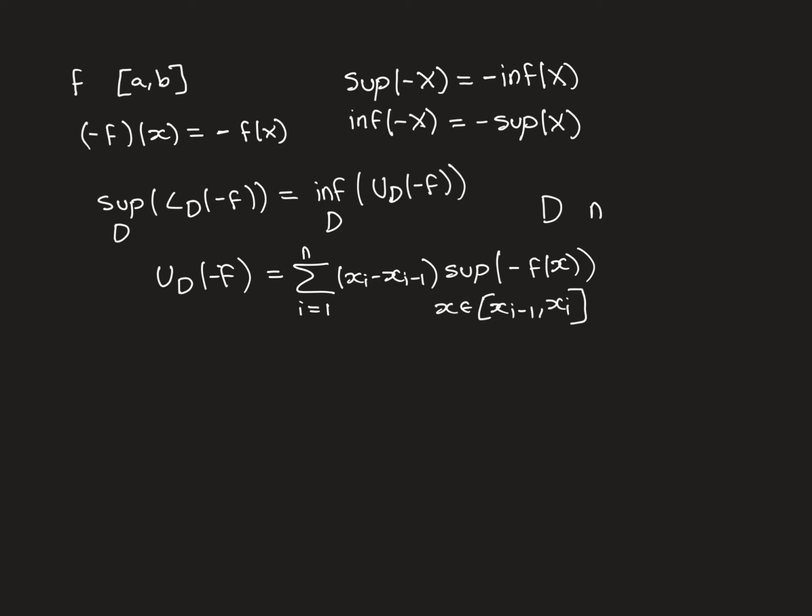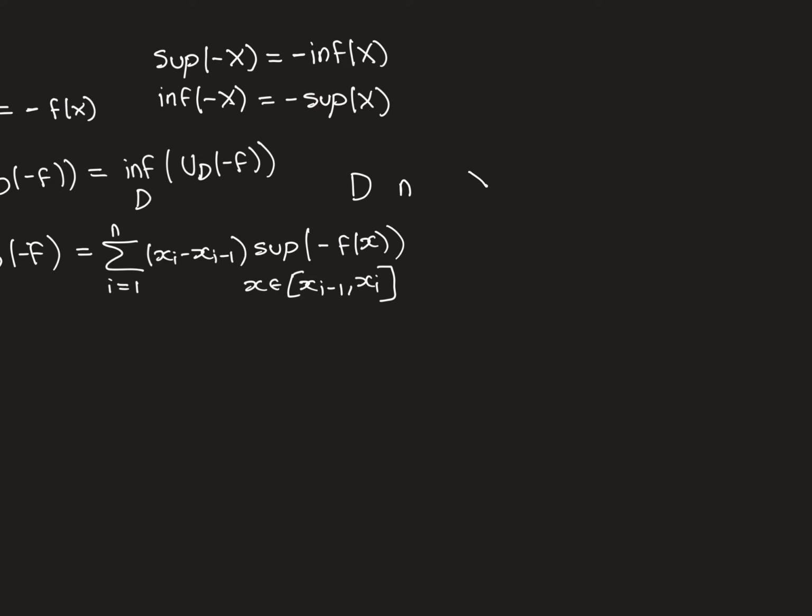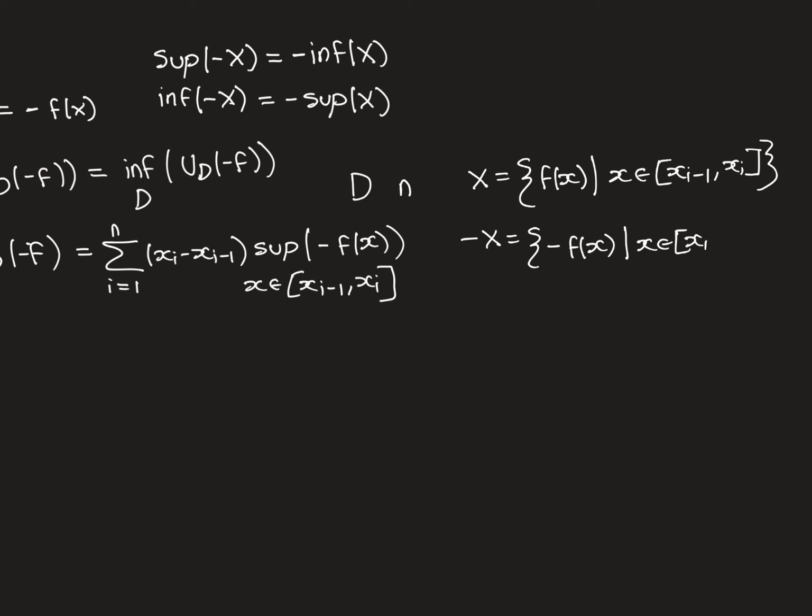It's this result that we're going to use, but let me just convince you that we can do this. Our set X is the set of all f of x values where x is allowed to vary over that interval x_{i-1} to x_i. Our set minus X is therefore the set of all the things in X times minus 1, so it's all the things of the form minus f of x, where x is allowed to vary over that interval. This notation just means the supremum of this set minus X, and by the result here, that will be minus the infimum of this set. But we could write that infimum another way, as the infimum, where x is allowed to vary over this, of f of x.